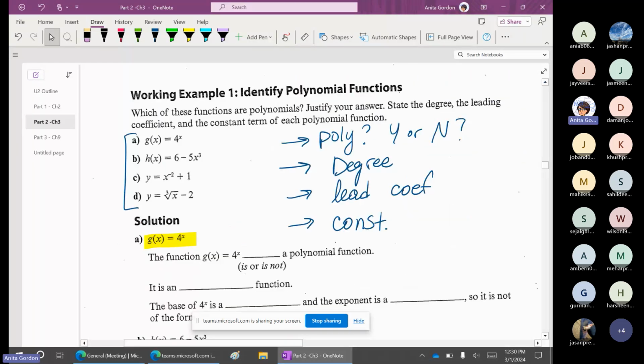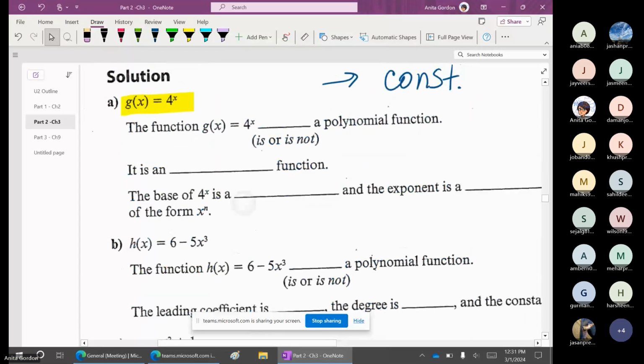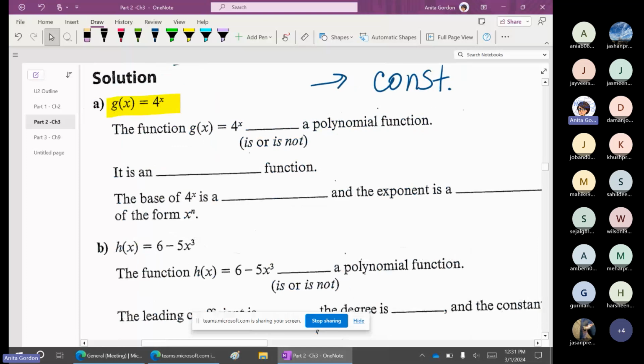So I just summarized this statement here. These are the 4 things we're looking for. The 4 equations are here, but I've also rewritten them below. Okay, 4 to the power x is or is not a polynomial? Not. Why is it not a polynomial?